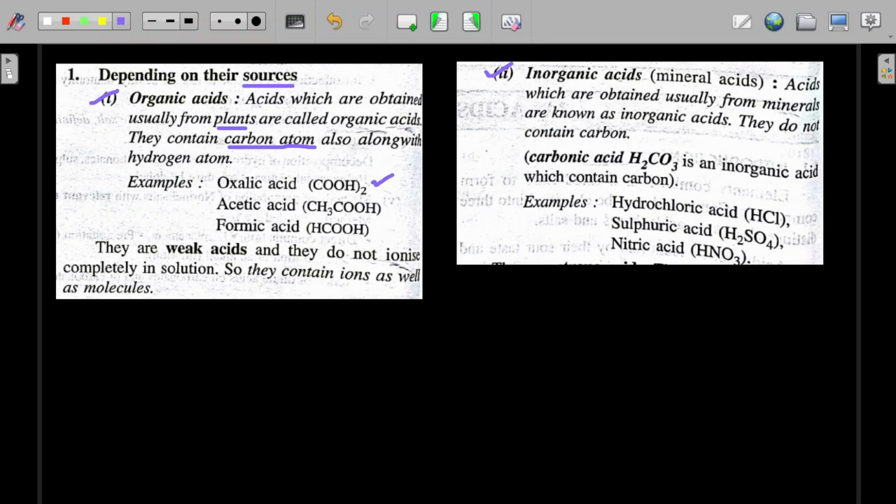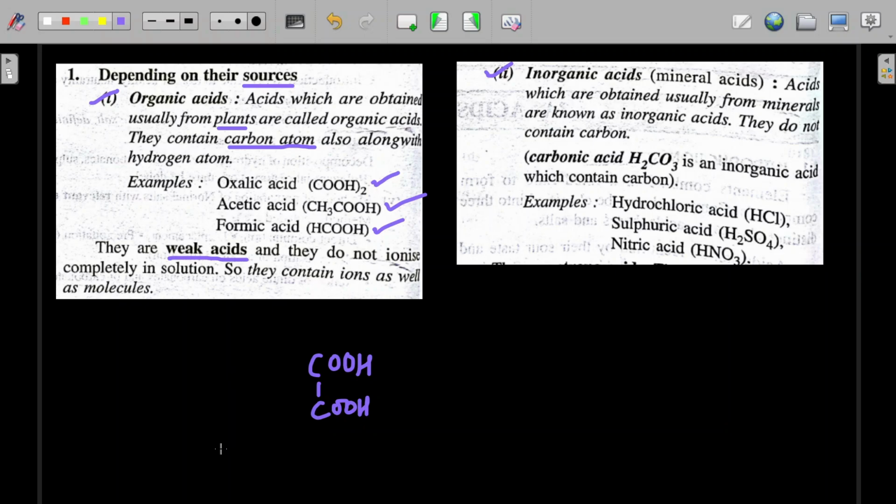Some examples we can see here: oxalic acid, acetic acid, formic acid. We are familiar with formic acid and acetic acid. Oxalic acid has COOH twice, so when you write its structure, it looks like COOH, COOH. But don't worry about the structure. Oxalic acid actually has two hydrogens in it. It's a dibasic acid. And most importantly, these are all weak acids.